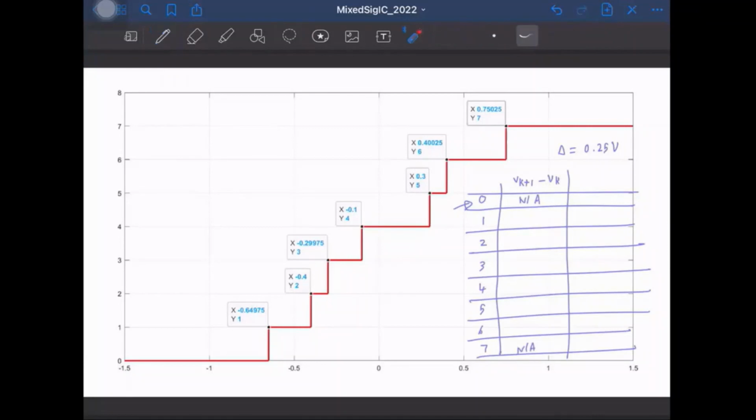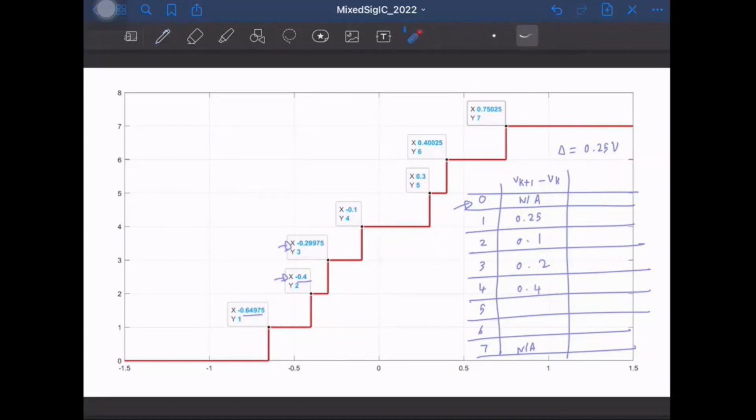So what about code 1? This value is roughly minus 0.65, and this is minus 0.4. So the code width is 0.25. What about the second code? This is minus 0.4, and this is minus 0.3. So this is 0.1. And what about code 3? This value is minus 0.3, this is minus 0.1. So this is going to be 0.2. Again for code 4, this is minus 0.1, this is 0.3. So the width is 0.4.